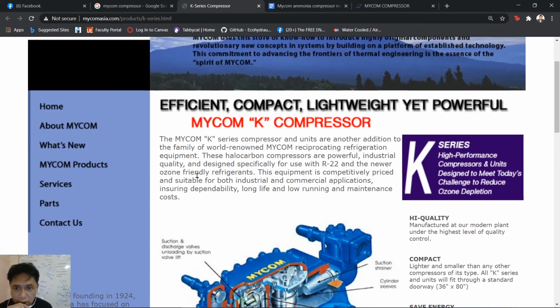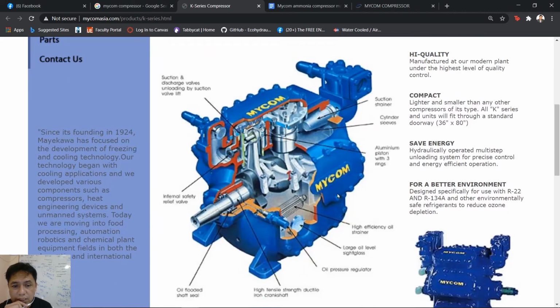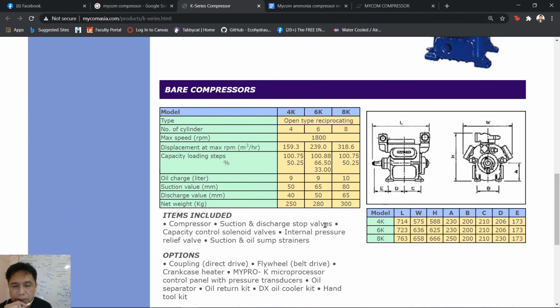You know, powerful industrial quality and designed specifically for use with R22. So bawat compressor meron silang specific na refrigerant. Nakita nyo kanina, we saw a while ago that there are those compressors specifically designed for ammonia. This one is specifically for R22, refrigerant 22. So I think our point here is just to familiarize ourselves with the specification, no. So type, anong type? Open type reciprocating, kasi hindi naman siya screw pala, no? So this Mycom, gumagawa siya ng iba't ibang klase ng compressor. It is manufacturing different compressors, and in this case, reciprocating.